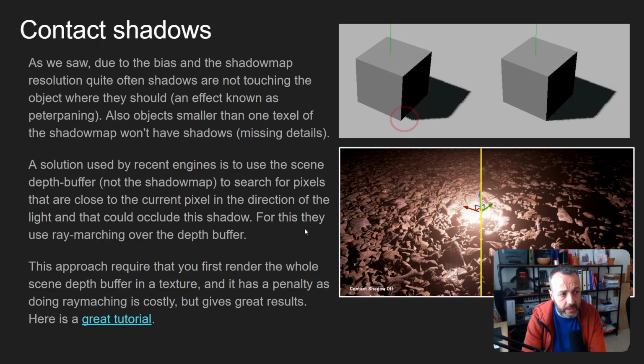And the final trick I've seen is that the problem when you push the bias is that you will lose the contact point, okay? This is usually called Peter Panning because objects look like they are floating.